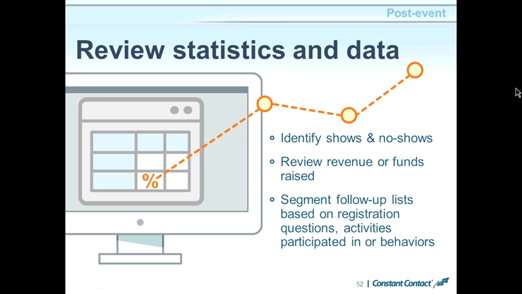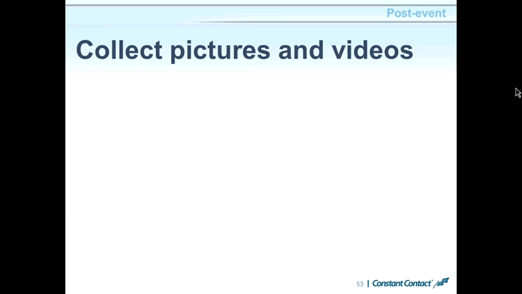You can use the reporting features to check on revenue from ticket sales or donations if the tool you're using allowed you to collect them. And if you ask questions during the registration process, and that information can be synced with your attendee lists, you can go ahead and start segmenting your lists based on responses. And this will help with your follow-up over time as well.